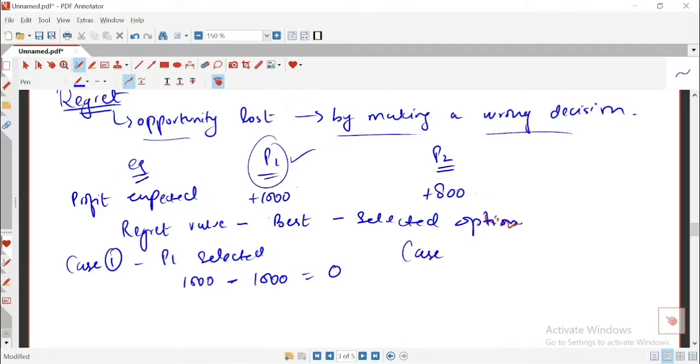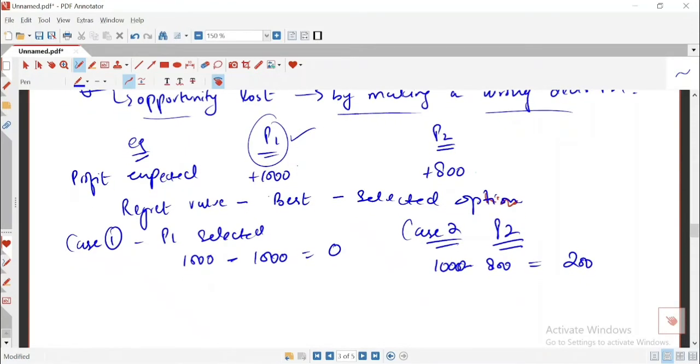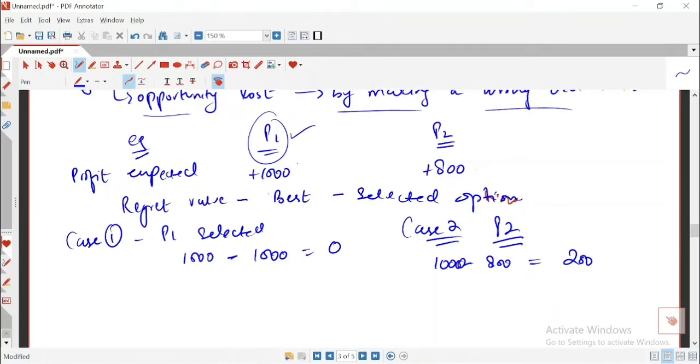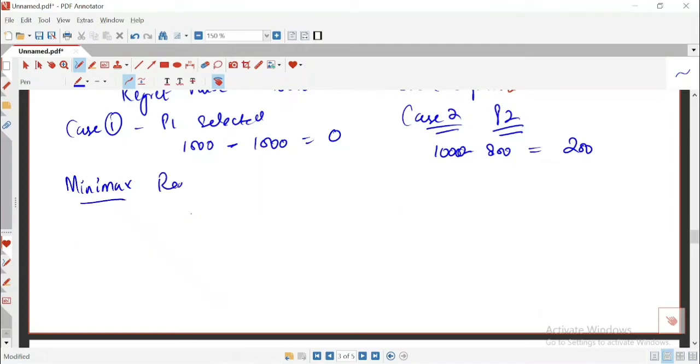But in other case, that is case number 2, if you selected option 2, project 2 select कर लिया, wrong decision, तो अब regret कितना होगा? Best option minus selected option, that is 800. So your regret will be 200. So this is how we calculate the value of a regret. तो regret की basis पे हमारे पास एक rule होता है जिसको हम कहते हैं minimax regret rule.